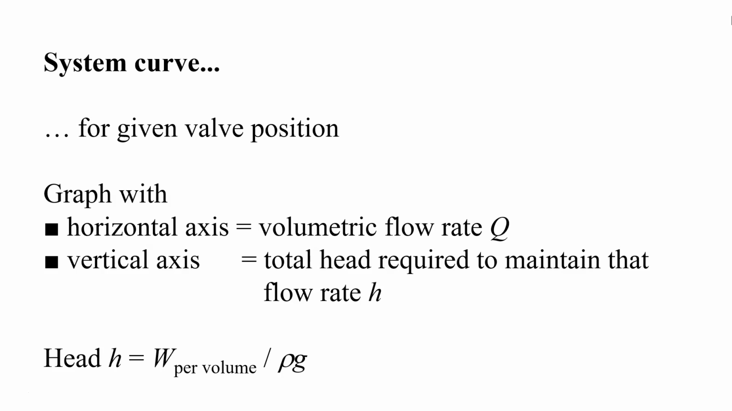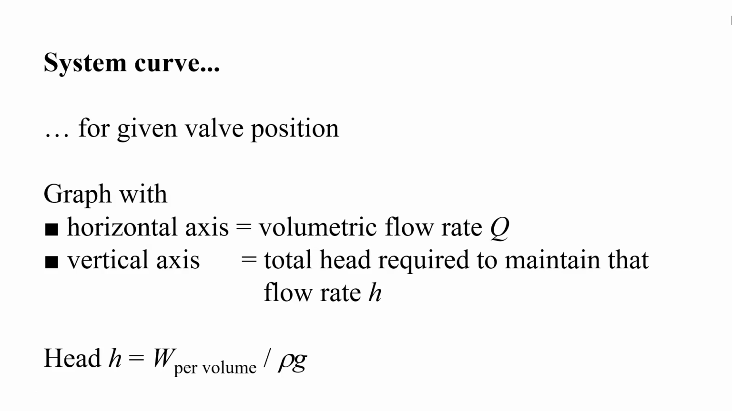When you generate what's called a system curve, you do that for a given position of the valve. And in the last lecture, we happened to do it for a fully open valve, but it could be partly closed. What is the system curve? It's a graph which has, on the horizontal axis, the volumetric flow rate Q through whatever piping system we're talking about. For us, it was a pipe that went from the hold tank to the liquid extractor, and it had elbows. And what is the vertical axis?